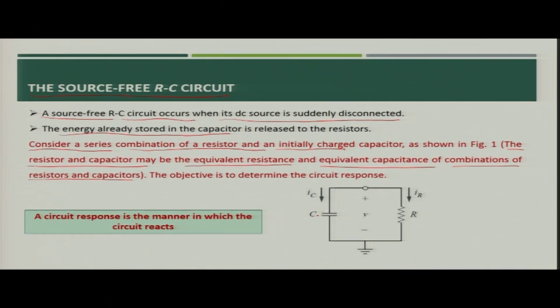So, if you have multiple capacitors and multiple resistors in the circuit, you can club all of them and create an equivalent RC circuit, where C and R are considered as an equivalent capacitor and equivalent resistance. Now, what we have to do? We have to find out the circuit response. Circuit response means the manner in which the circuit will react when the energy stored in the element, which is the capacitor in this case, is released.